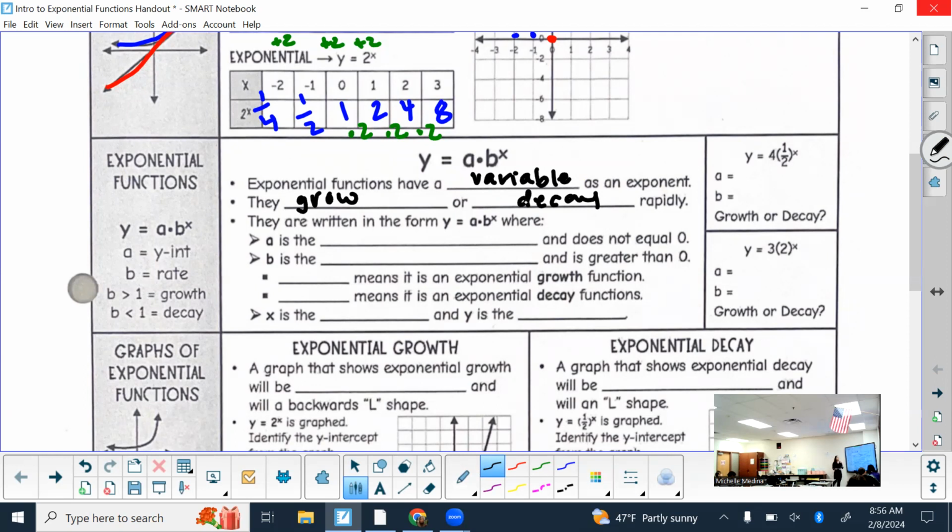They are written in the form y equals a times b to the x, where a is the what? Good, initial value. I like using initial amount because then they both kind of start with a. And it can't equal 0 because 0 times anything is just 0. So a is your initial amount. b is the what? Common factor. Yes. And it is greater than 0. I don't think we ever had to worry about that in this unit.